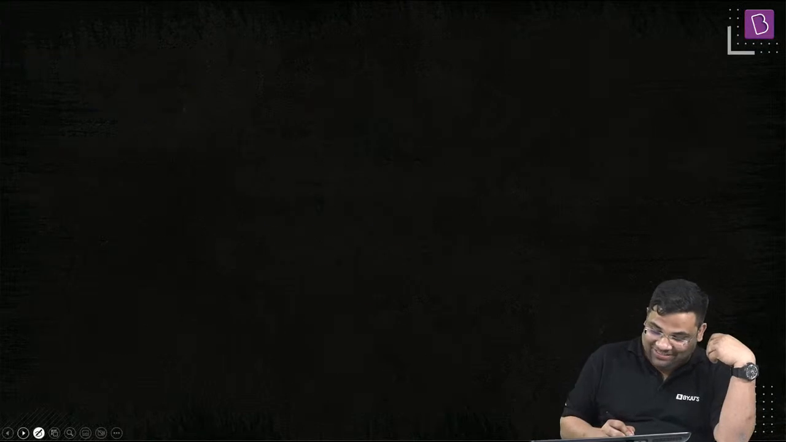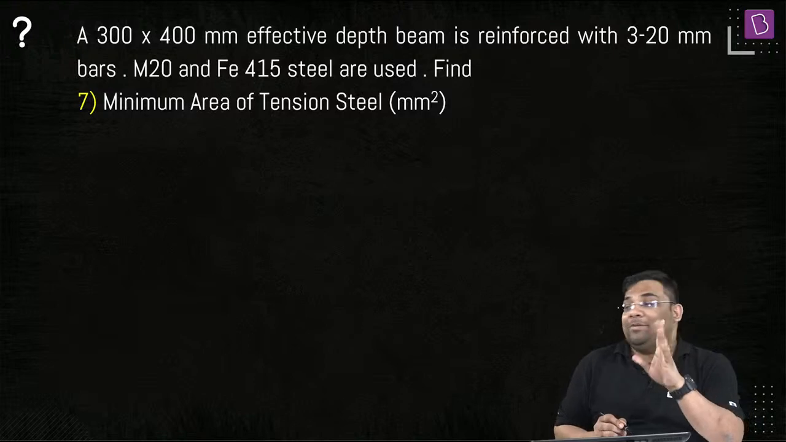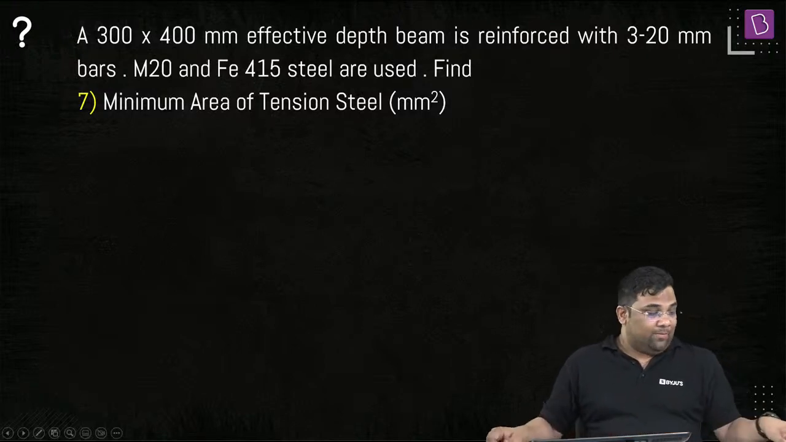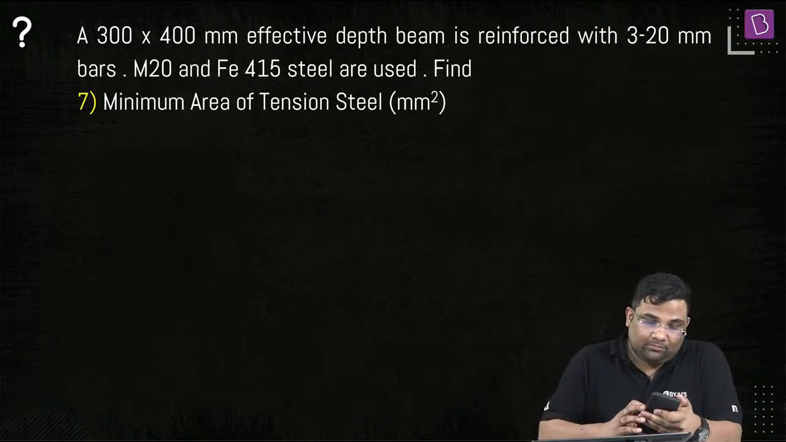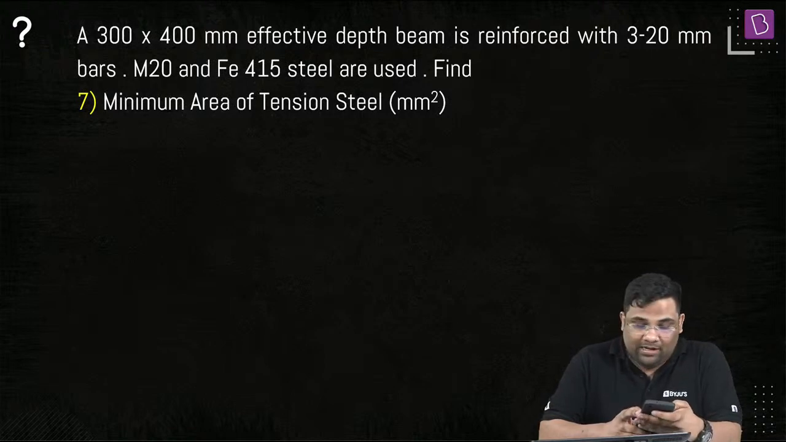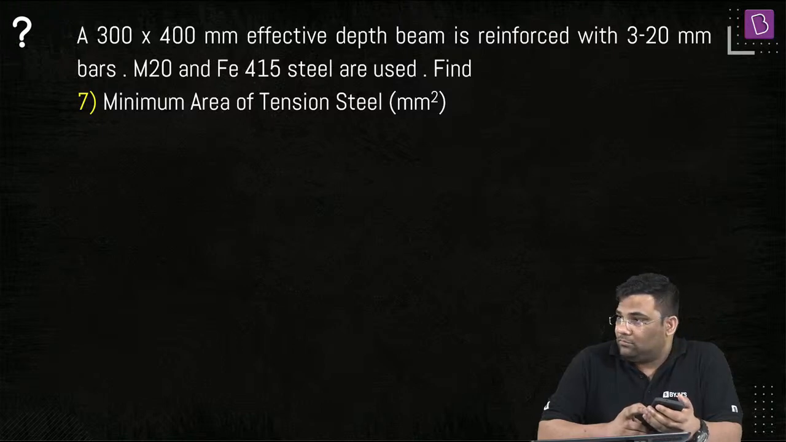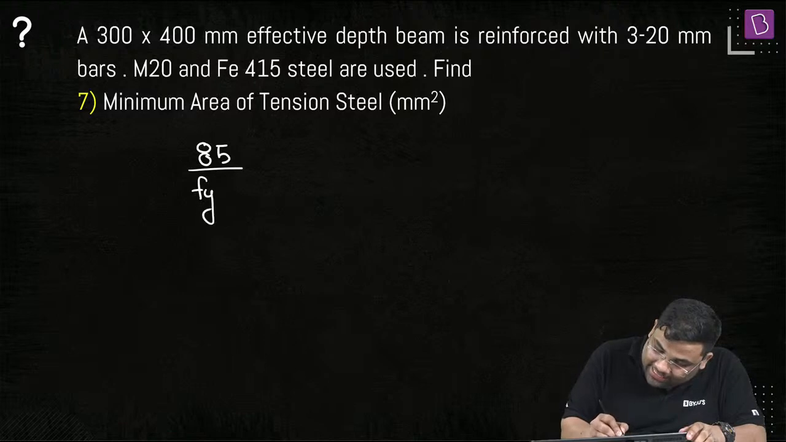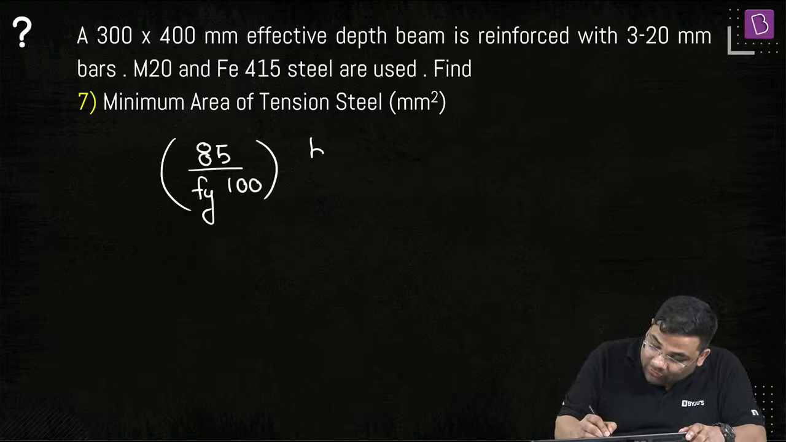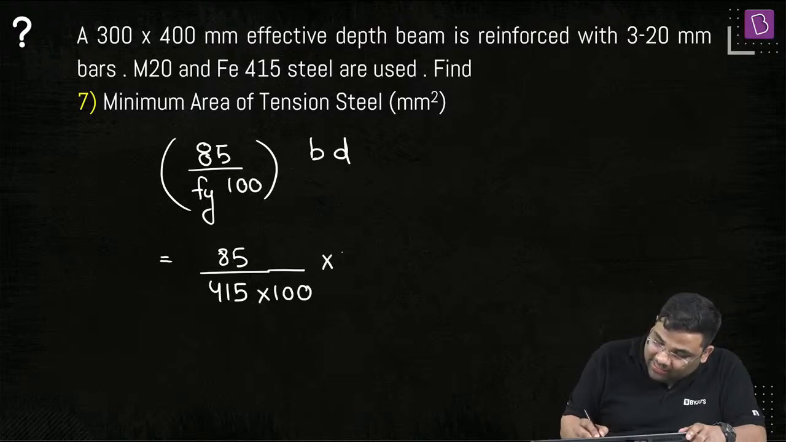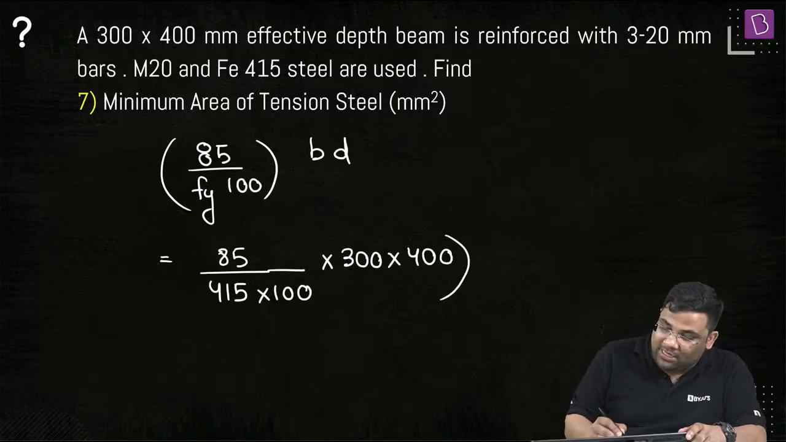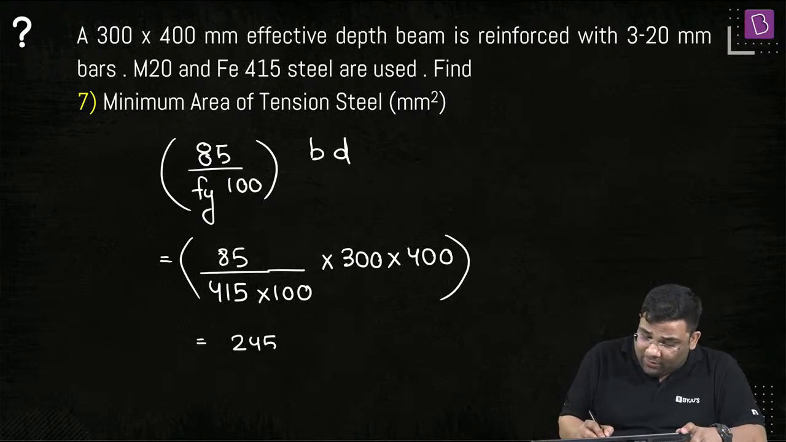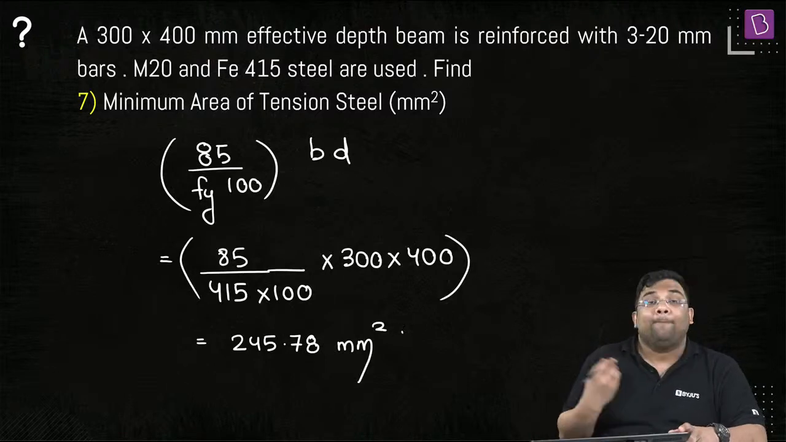Easy. Now when you go to the question, suppose they ask you to find out the minimum area of tension steel. Can you find out and tell me this answer? So it is 85 by fy percentage of the effective area, b into d. That is equal to 85 by fy, fy is 415, percentage means divided by 100, b is 300 and d is 400. You see, so easily we are able to find out understanding simple concepts. So I'm getting 245.78 mm².